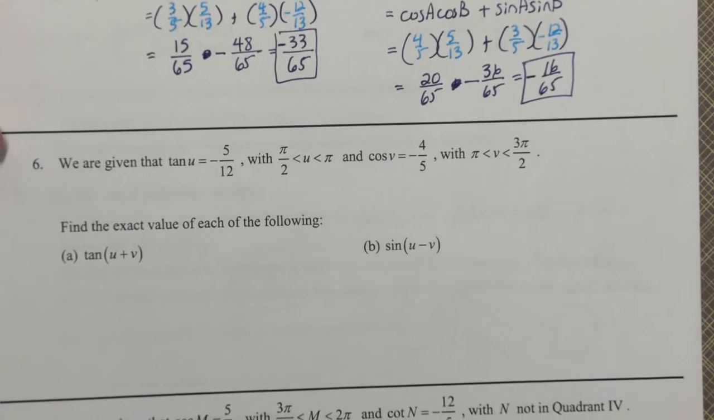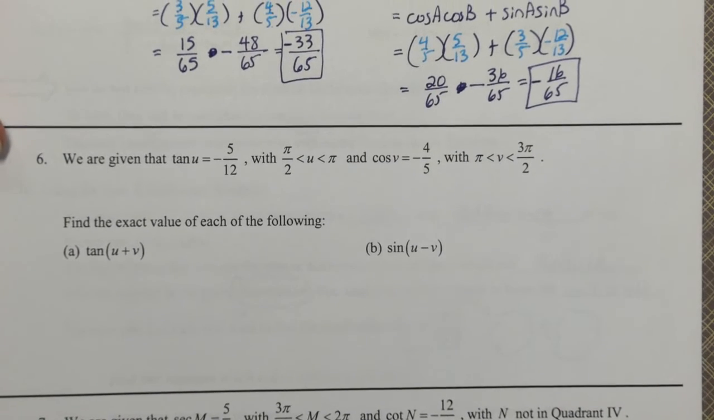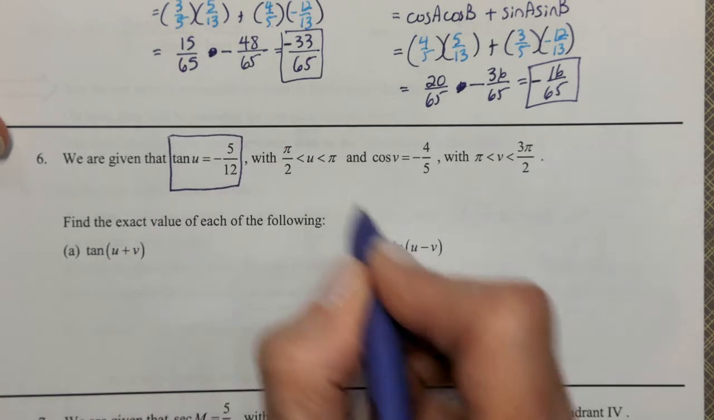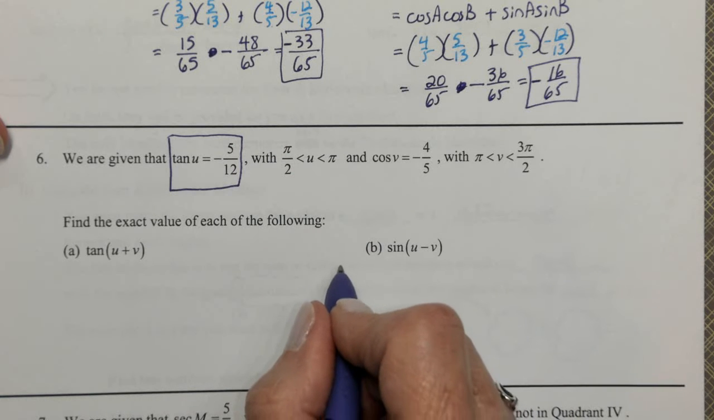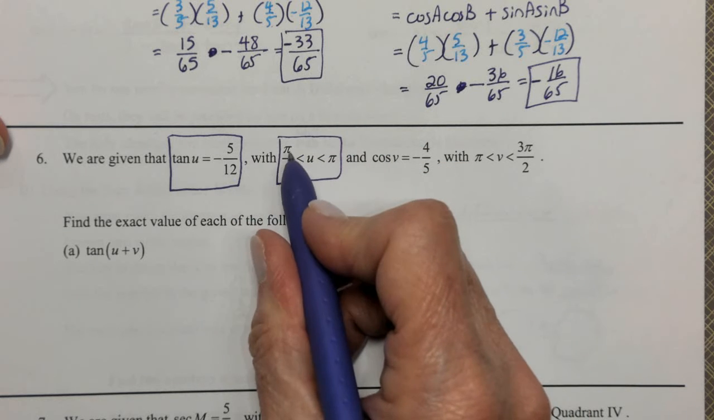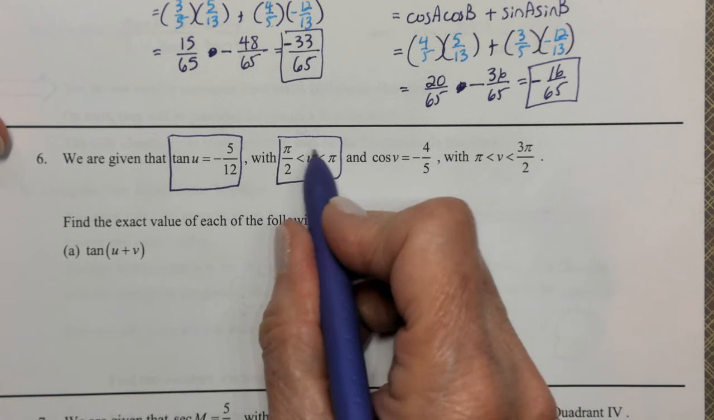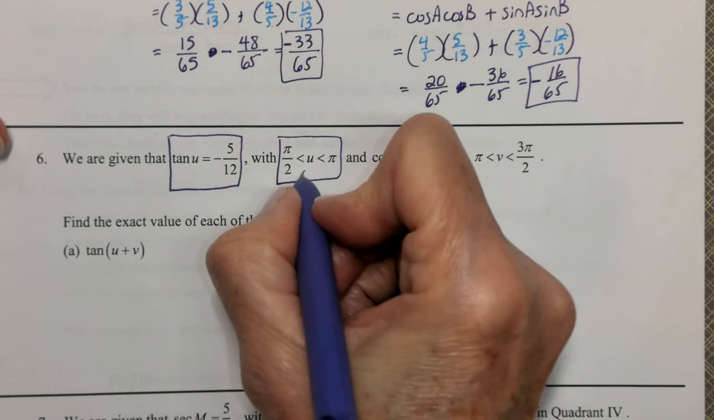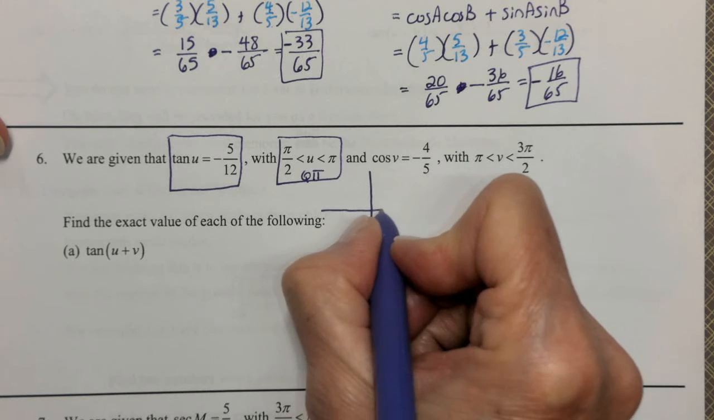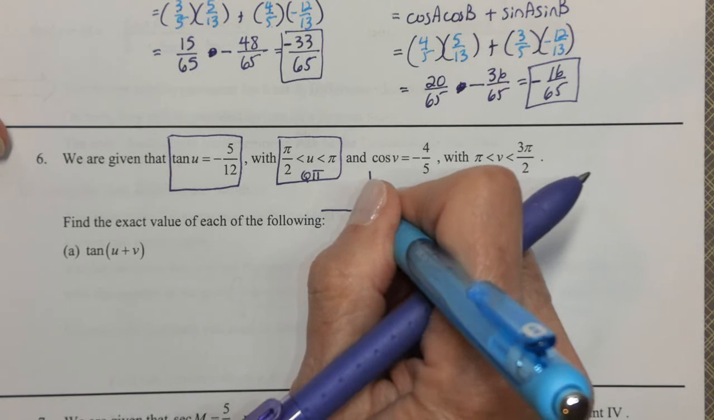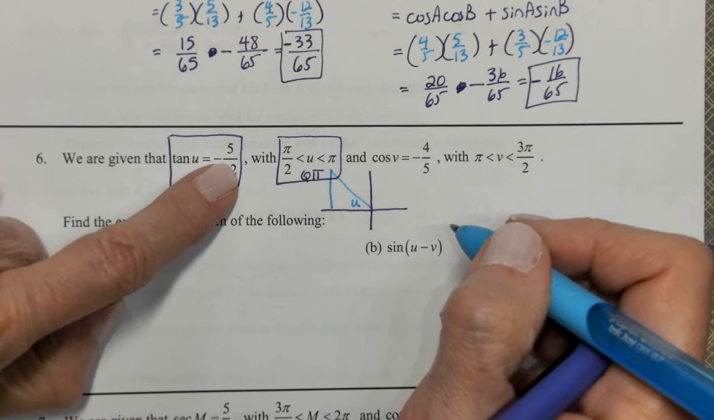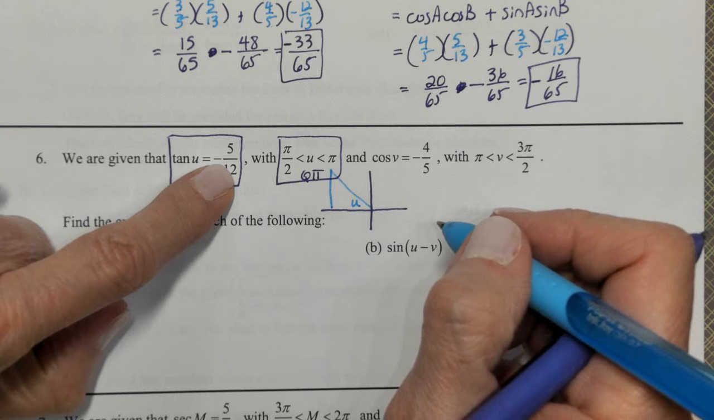Let's try another one. In this problem, let's see how they're going to give us the information. We are given that tangent of U is negative 5/12, and they give it to us like this: U is between pi/2 and pi. Well, between pi/2 and pi, that is quadrant 2. So I know that U is over in quadrant 2, and tangent is negative 5/12.